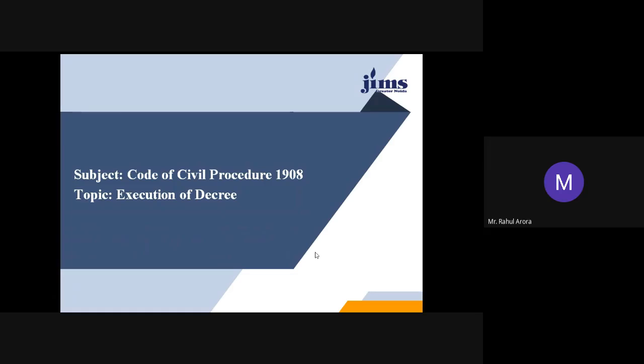And once the replication has been taken on record, the court may look into the averments of both the parties in their respective pleadings, and thereafter frame an issue in the civil suit. After the framing of the issues, the court may fix the matter for plaintiff evidence as well as for defendant evidence.